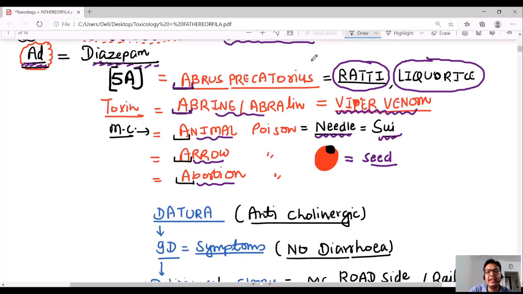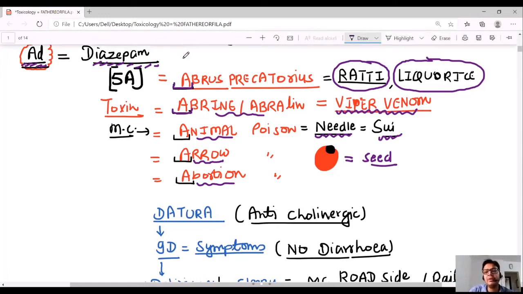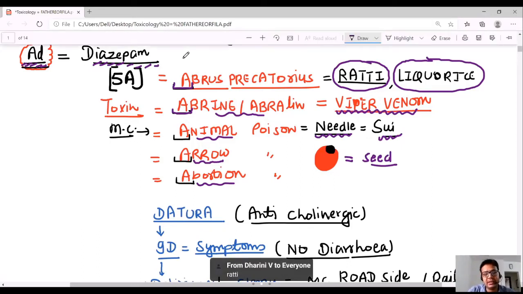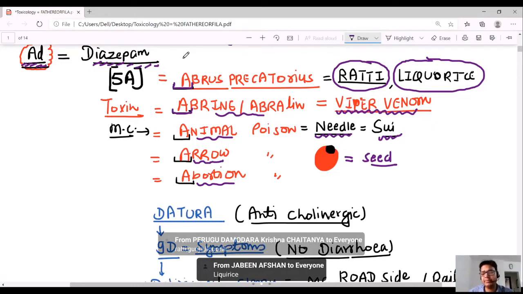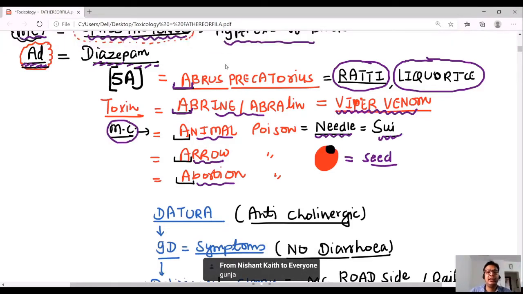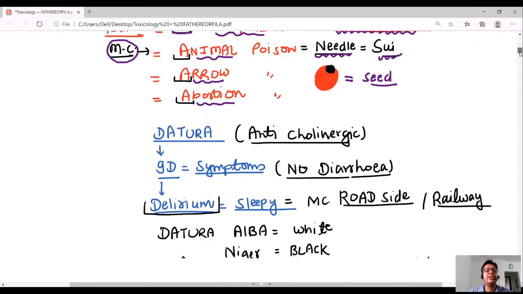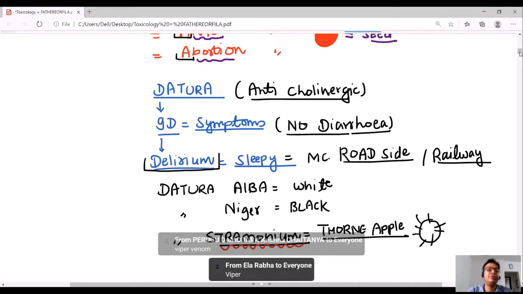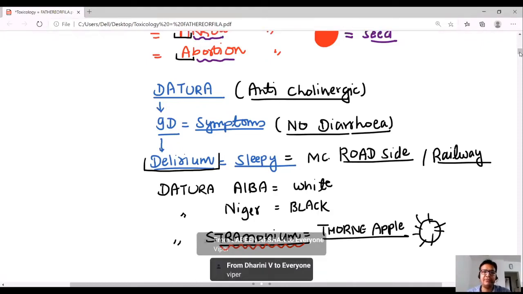Doctor, you can get a few questions. Write down MCQ. What are other names of Abrus precatorius? Ratti and licorice. It is most commonly used as an animal poison. Doctor, if you get a question, which is the most common animal poison, the answer will be Abrus precatorius. Needle and sui are used. Another question: abrine and abrylene mechanism is just like which venom? Viper venom. Yes, it is viper-like venom.